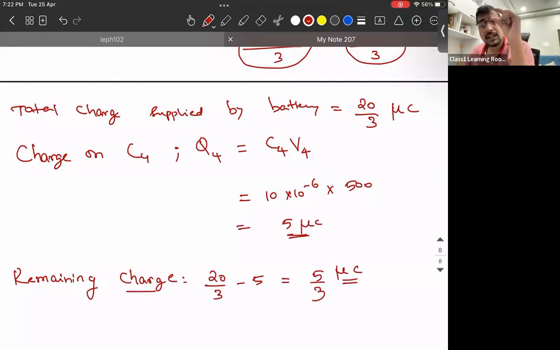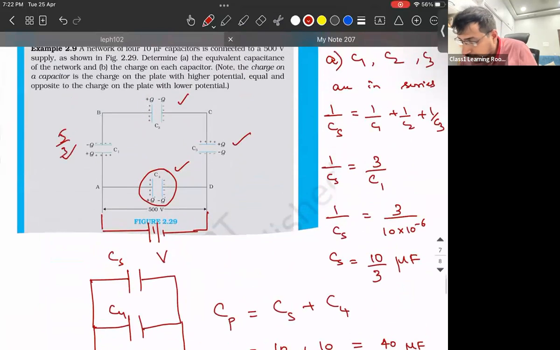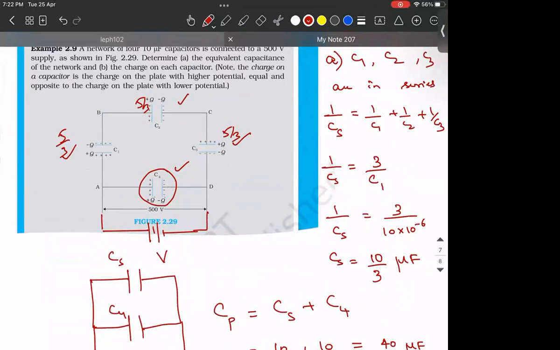That 5 by 3 microcoulomb which is remaining is what is going to sit on top of C1, C2 and C3. Don't make the mistake of dividing it by 3 again. The remaining charge will sit on each of C1, C2 and C3 because the charge across each capacitor in series is the same. When it comes to series, you will not add the charges. You will add the charges only in the case of parallel. Am I clear with what I'm saying? Yes, sir. So make a note of this point.